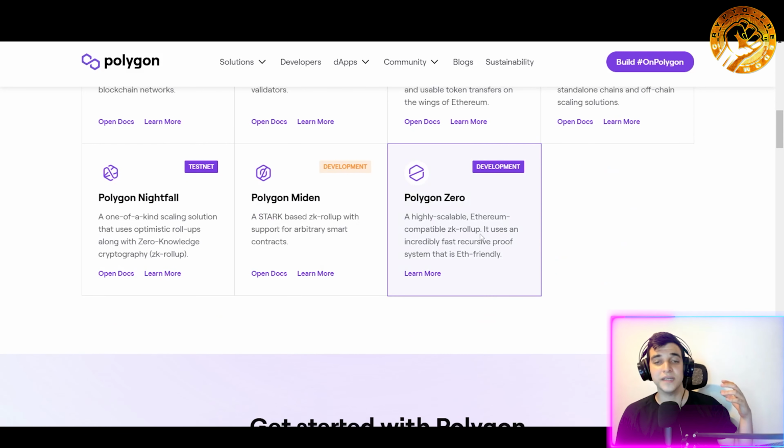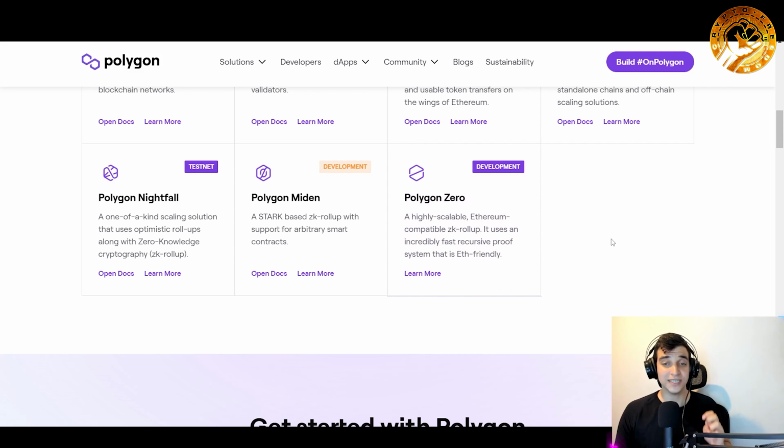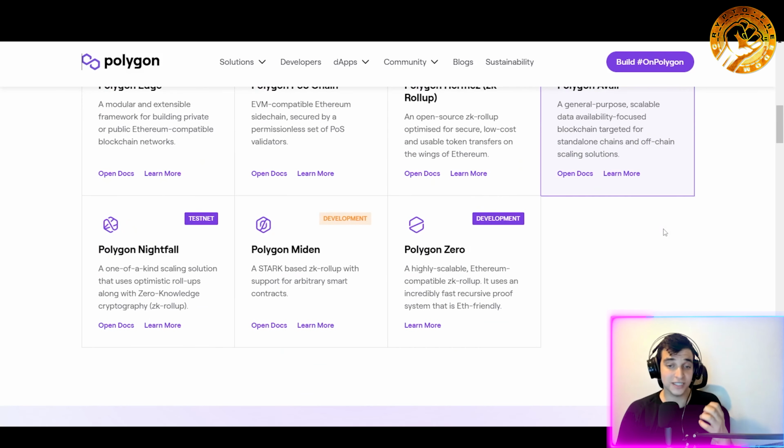Now they also have Polygon Zero, which is a highly scalable Ethereum compatible ZK rollup. It uses an incredibly fast recursive proof system that is Ethereum friendly, which means that you don't need to transfer your business if you're already using Ethereum.